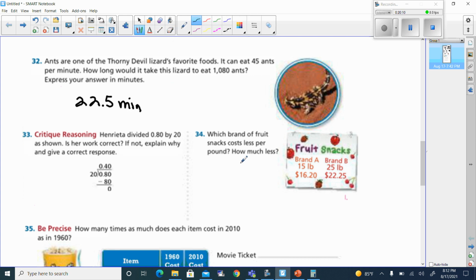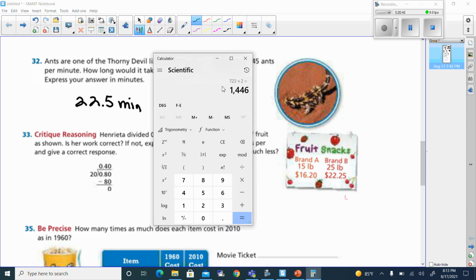Under 34, it says, which brand of fruit snacks costs less per pound? How much less? All right. Well, we're going to have to find out what each of these divided by the pounds is, because brand A is for 15 pounds, and this is for 25 pounds. We don't know how much it is per 1 pound, and that's which brand of fruit snacks costs less per pound. So we're going to have to take the first one, 16.20, and I'm just going to use the calculator now because we're starting to get the hang of this, right?